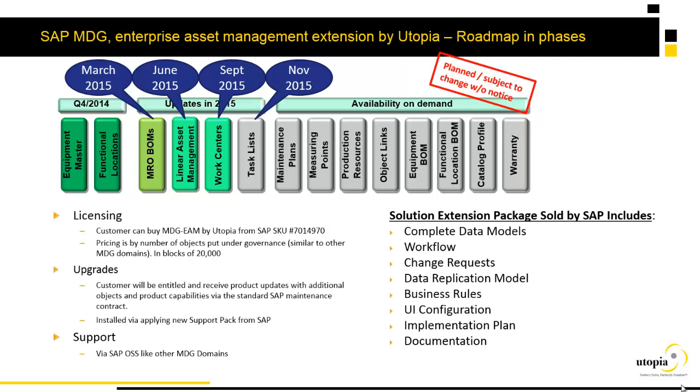From an upgrade standpoint, as a customer, you're going to receive product updates with additional objects and capabilities via your standard SAP maintenance contract. There is no additional contract that's required. You actually just go through SAP for receiving support, for receiving all of your OSS and support packs from SAP. Maintenance comes from SAP. And Utopia will support that, if there are any additional escalations. But this solution extension really does include that complete data model, the workflows, the change requests, all of the replication models that David talked about from your typical MDG domains.